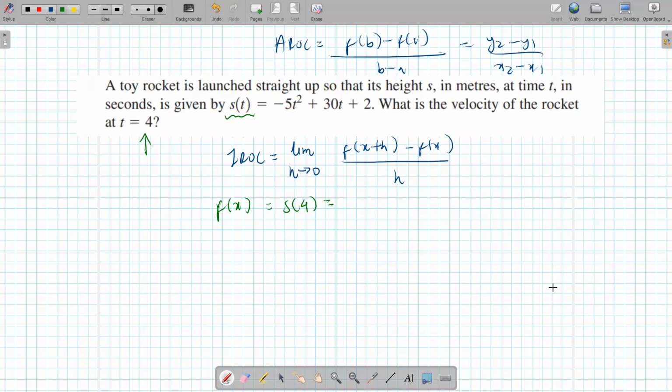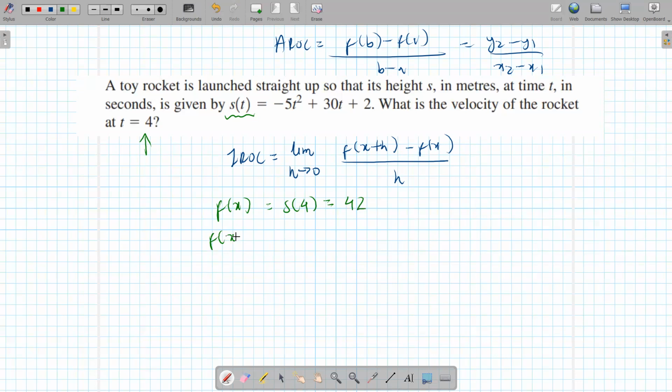I got 42. That's right. So S of 4 is 42. This just means when the x value, the time, is 4 seconds, the height or whatever this is, is 42 meters. Now the next part is going to be the most difficult part about this problem.